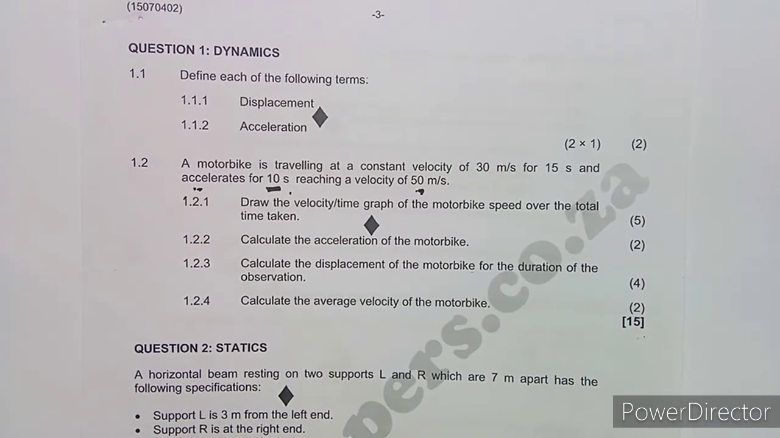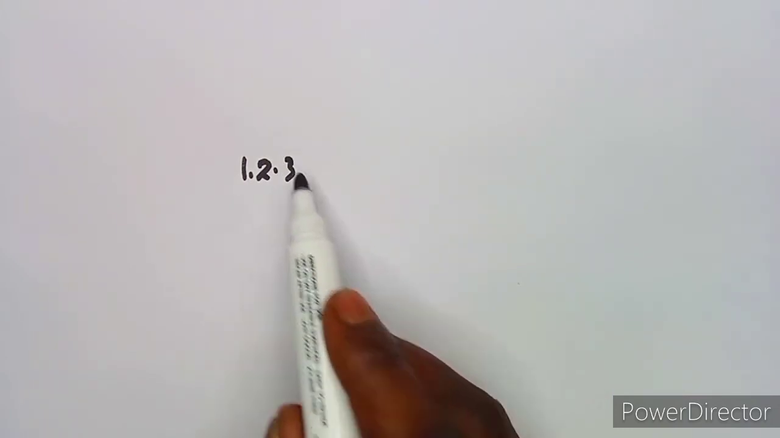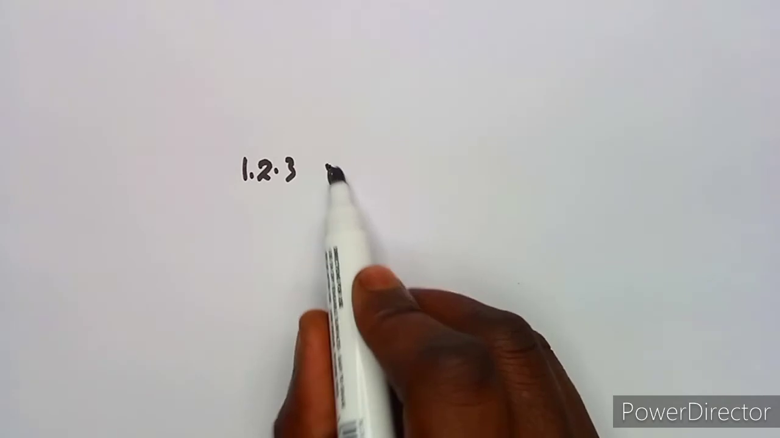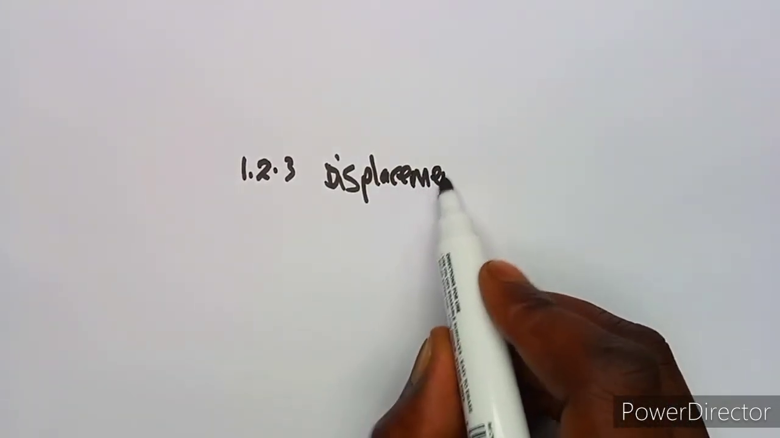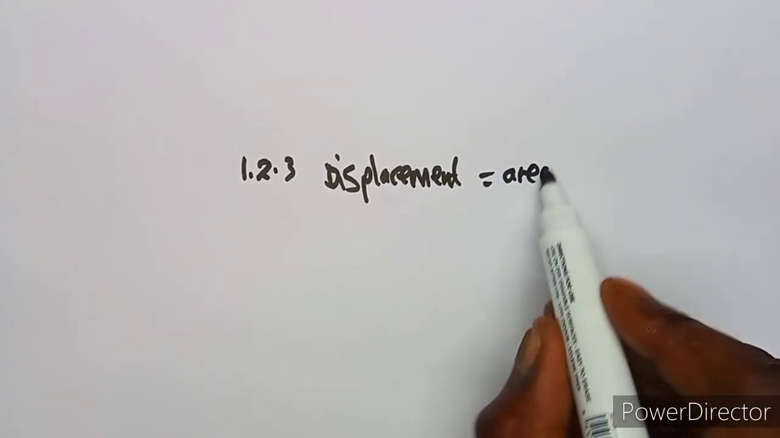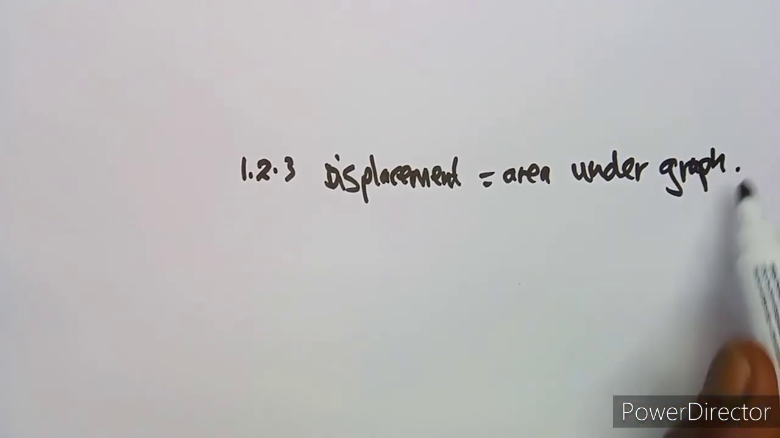Then another question is: calculate the displacement of the motorbike for the duration of the observation. All right, what is the displacement? Okay, we know that displacement actually is equivalent to the area under the graph. That is displacement there. So you want to calculate the displacement, so you can equate it to the area under the graph. But how are we going to take this area under the graph?